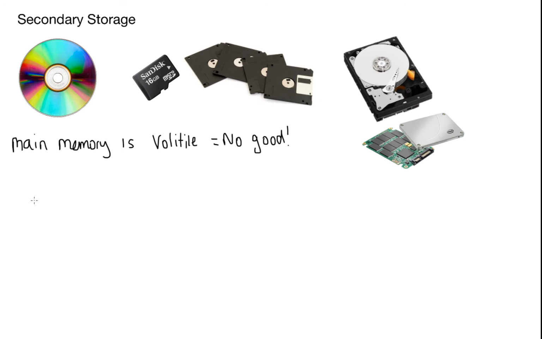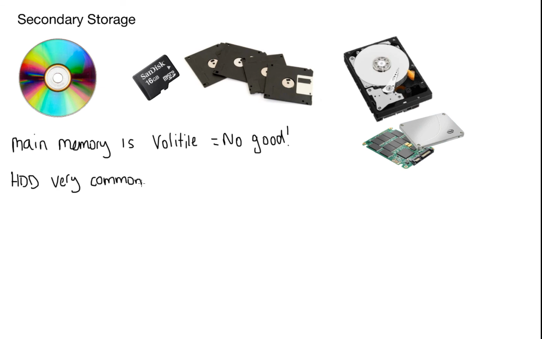So we know main memory is volatile, and that's no good for us here. We need a place to permanently store our data so that when the power's off, we can retrieve all that data again. We're going to talk about all the different types of secondary storage, but there's two main types of secondary storage that we really need to get to grips with.